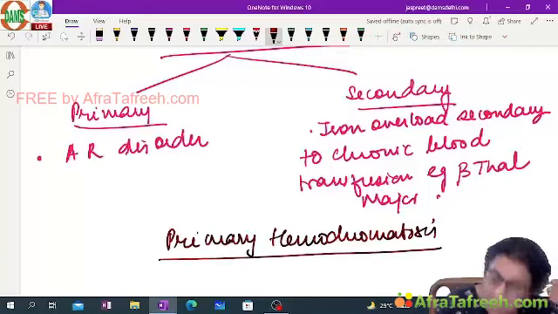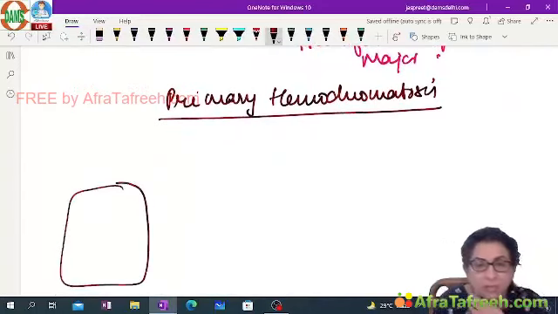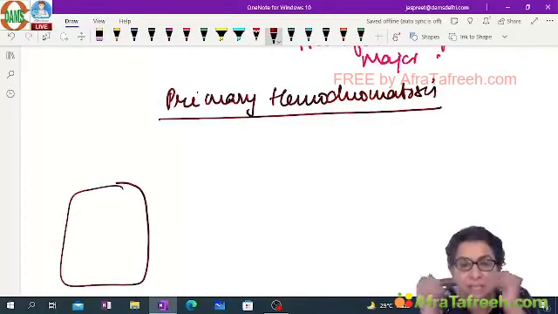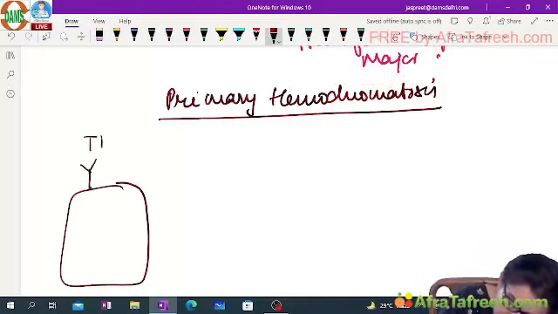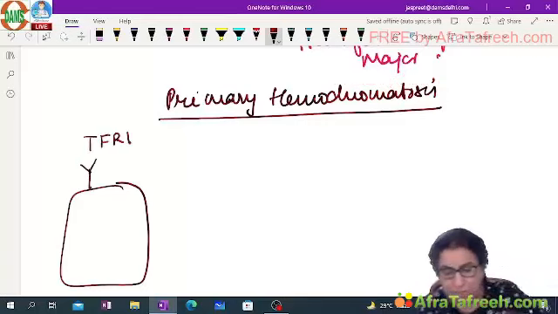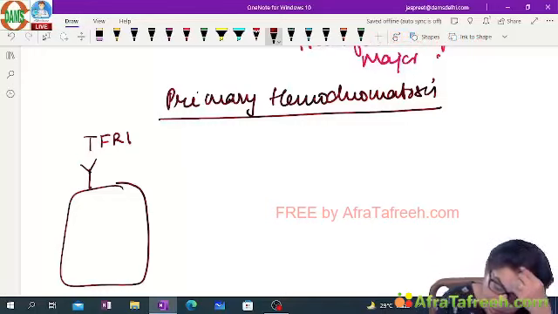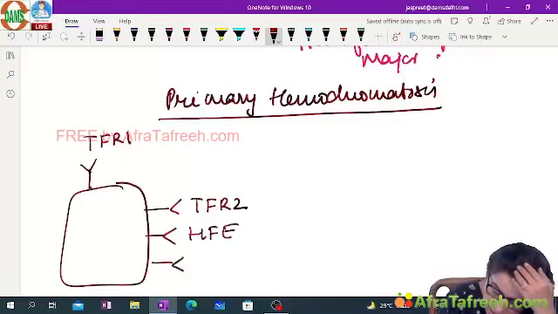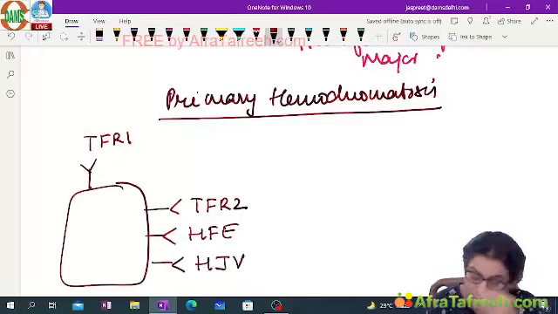Okay, looking at primary hemochromatosis, before we start, let me tell you just a few lines. Say if this is a hepatocyte. Now on the hepatocytes, we have receptors for iron. Which are the receptors? Number one, we have transferrin receptor 1, TFR1. Not only hepatocytes, all our cells have this. Then we also have TFR2, transferrin receptor 2, HFE and HJV.